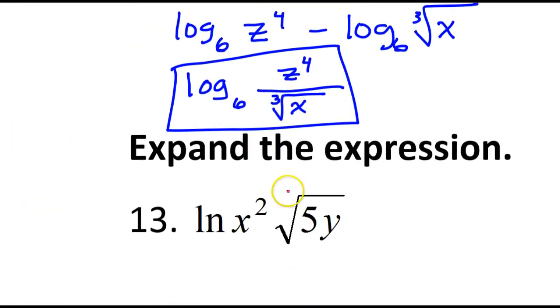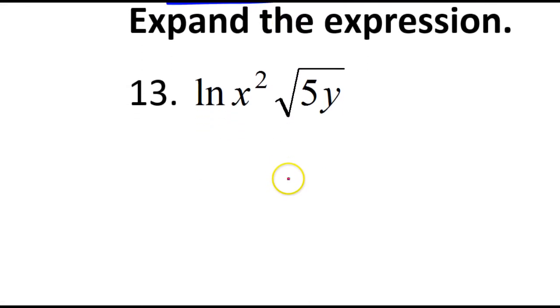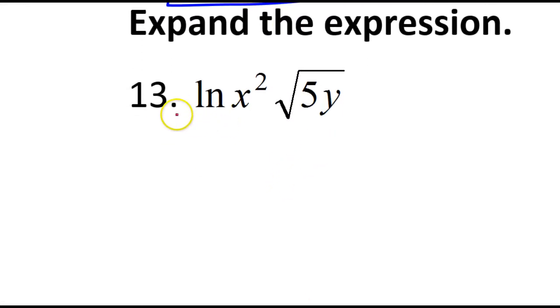Okay, now expanding is moving in the opposite direction. This time we're starting with 1 log and we'll end up with multiple logs. Be careful, because it looks like we only have 2 things, x squared and 5y, but really we have 3 things. So it might be helpful if you understand this.